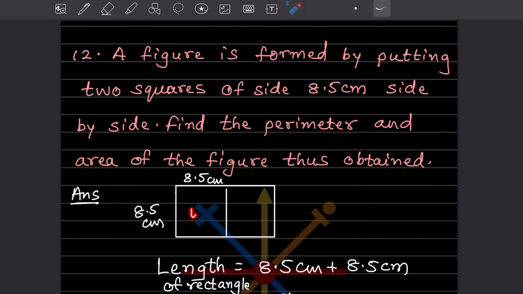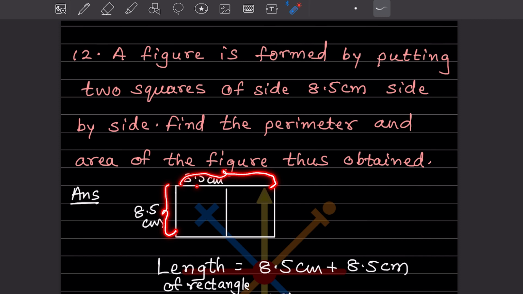So this is one square and this is the second square. You're going to join them, because they said side by side. The side is given as 8.5. Because it is a square, this also will be 8.5. So first thing, what are we going to do? This whole thing is the length, and this is the breadth of it.